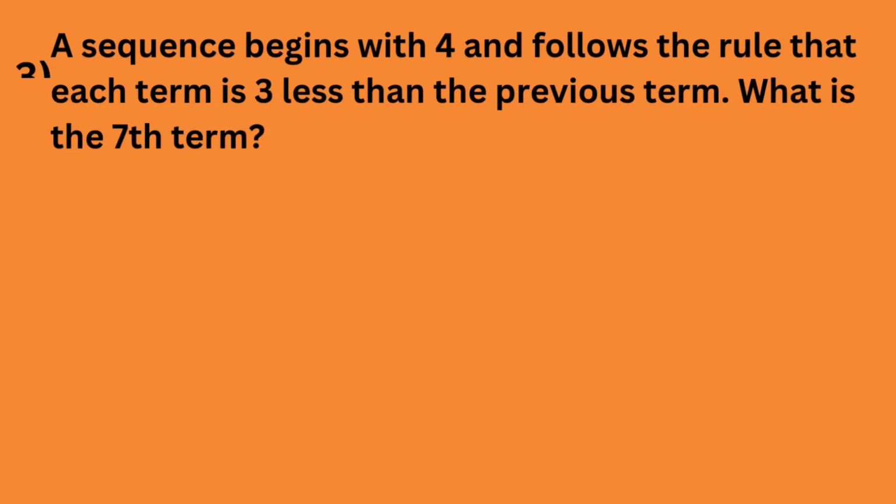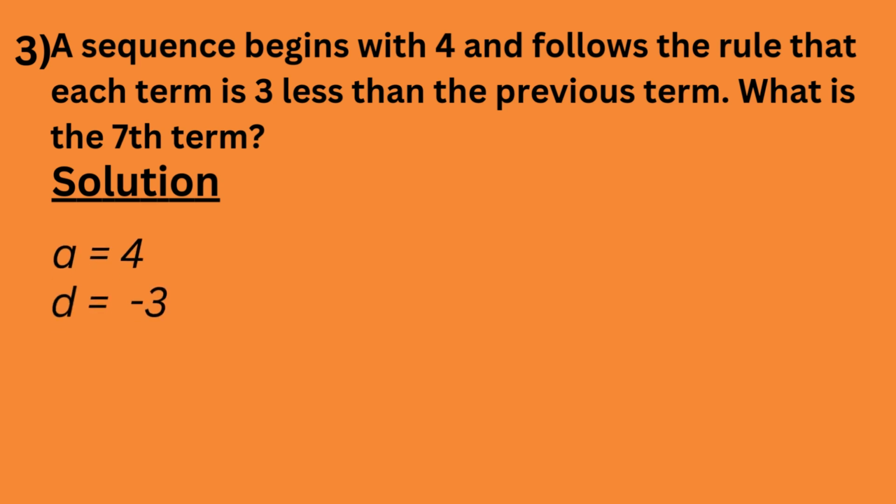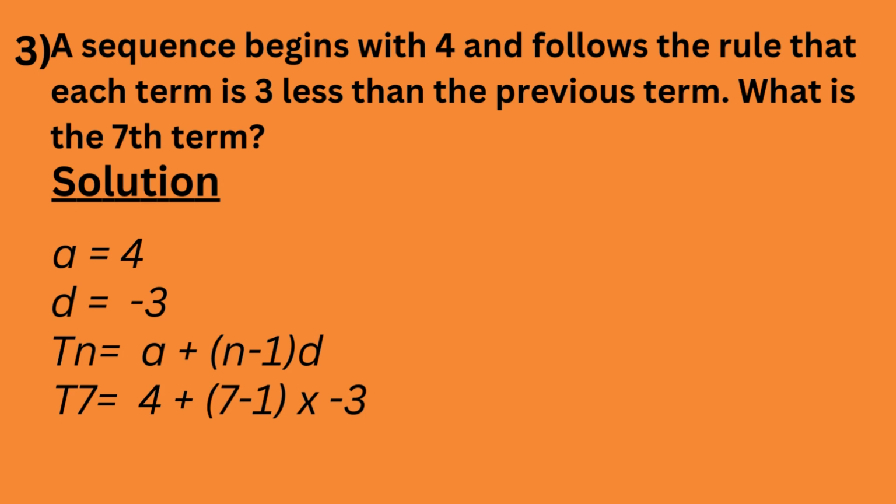A sequence begins with 4 and follows the rule that each term is 3 less than the previous term. What is the 7th term? Solution. First term a = 4. Common difference d = -3. Using the Tn formula, Tn = a + (n - 1)d, we have Tn = 4 + (7 - 1) times -3, which equals 4 - 18, equaling -14.